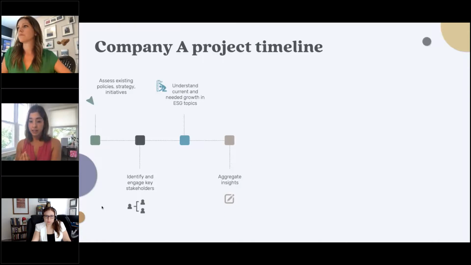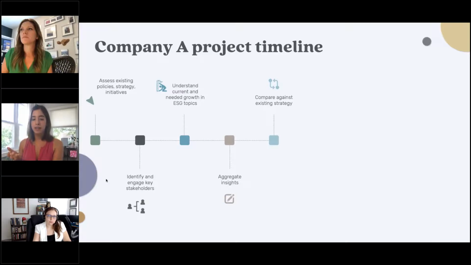We'll aggregate those insights. So this is where you start really prepping that report that outlines all of the different findings that you've encountered so far, and start identifying next steps. And you make sure you compare it against existing strategies. So I mentioned that at the very beginning. Perhaps it's not something that's fully, completely in place and documented, but it's something that you were already planning on doing within the year, or something like that.